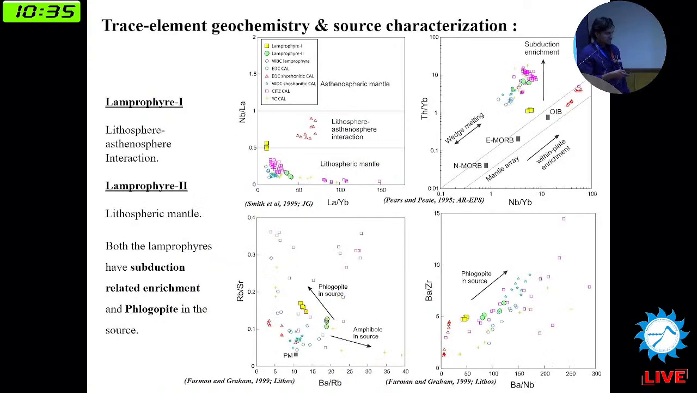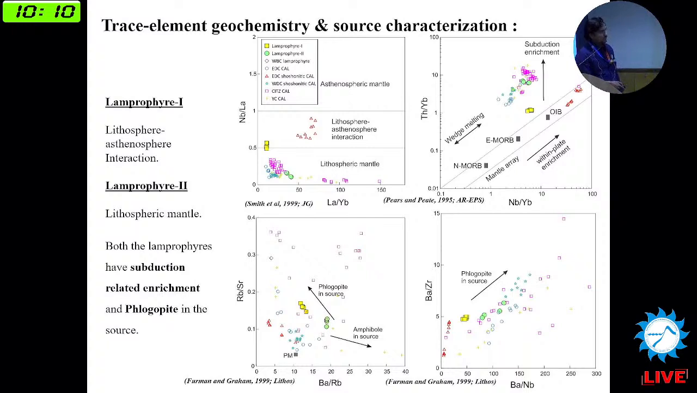As I said earlier, our lamprophyre shows transitional nature, and in this lanthanum by ytterbium versus niobium by lanthanum diagram, lamprophyre 1 comes from the lithospheric-asthenospheric interaction field, while lamprophyre 2 comes from the purely lithospheric mantle, and it shows subduction related enrichment in comparison to lamprophyre 1.